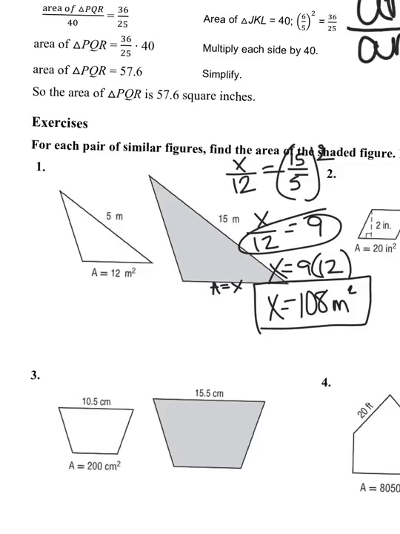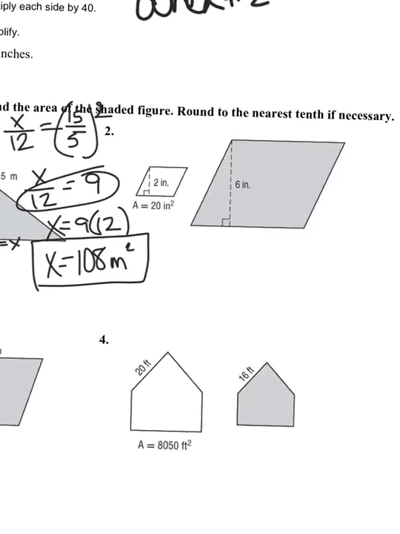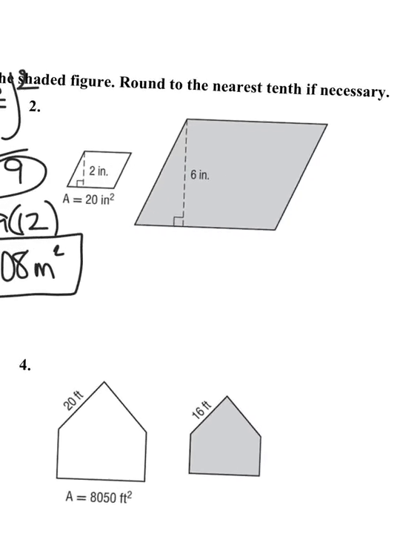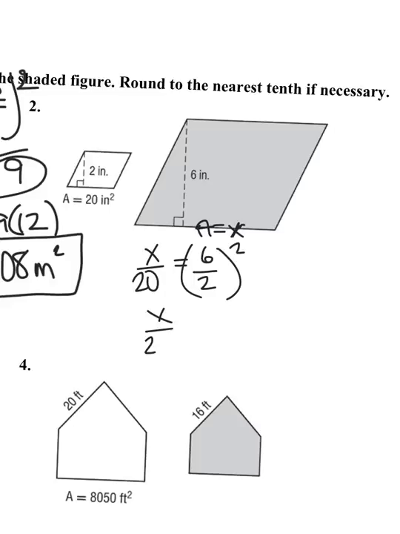Question number 2. Again, I'm still looking for the area of my large shape. My area is x. So if I put x over 20, because I'm comparing the areas, it's equal to 6 over 2, because that's my proportion of the sides, squared. So 6 over 2 is 3. 3 squared, we're at 9 again by chance.